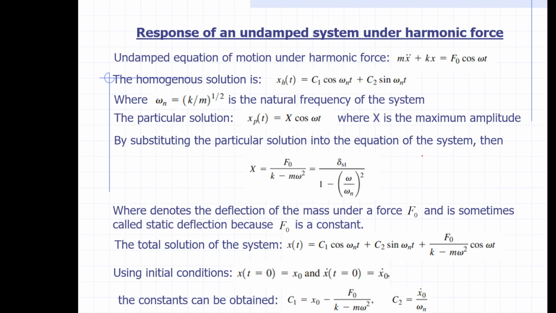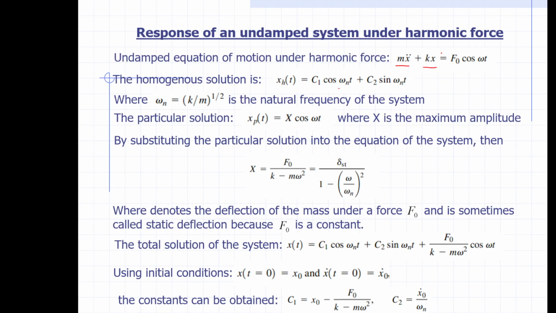First, let's see the undamped system under harmonic force. Undamped system means you take out the damper. So in the equation, the term c x dot disappears. Now you only have these two terms on the left-hand side. Then the homogeneous solution looks like this.